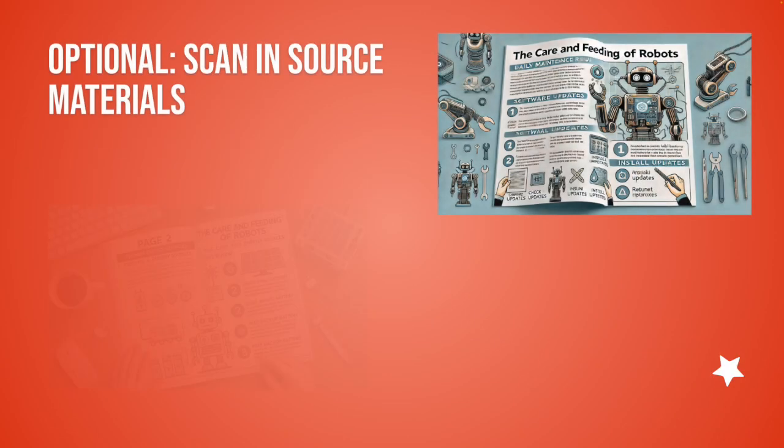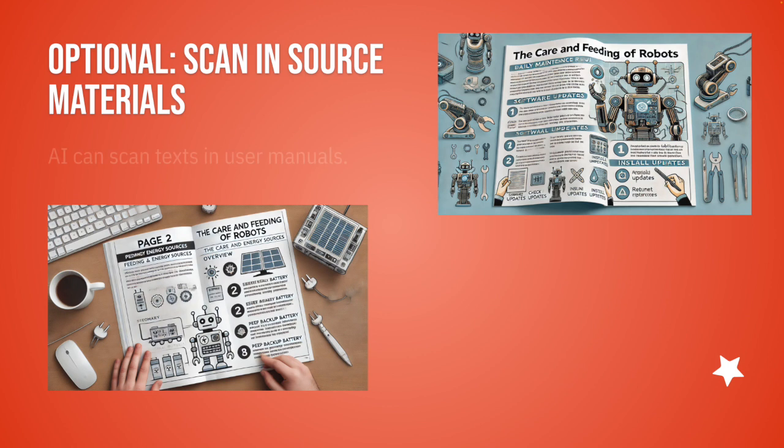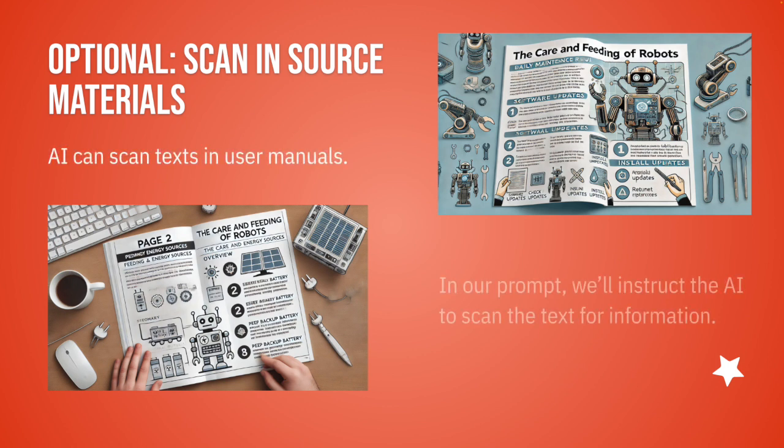All right. After the prompt, you will add your source materials, and you can scan in PDFs or pages or even handwritten notes. Then you can instruct the AI to get the information for the questions, answers, and distractors from that text.